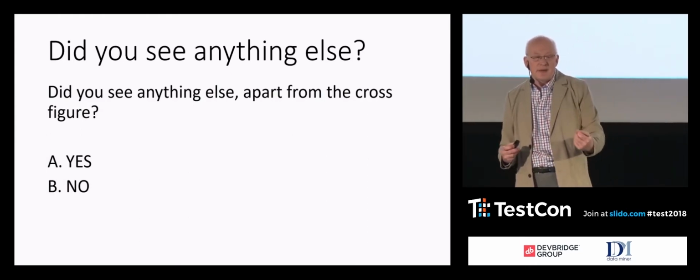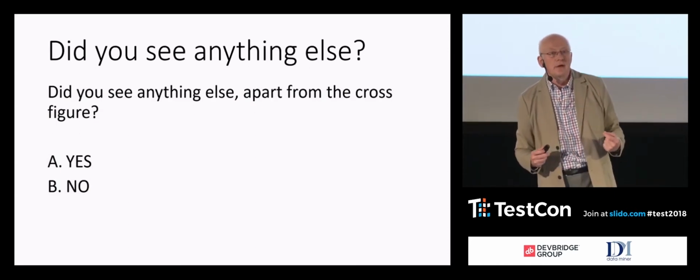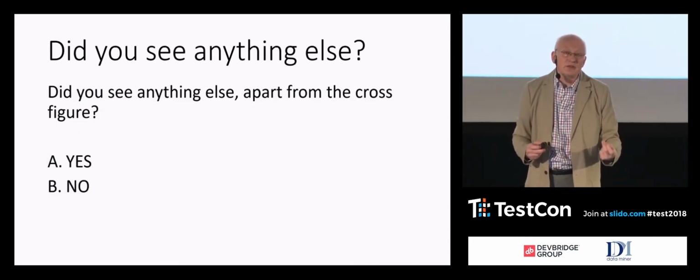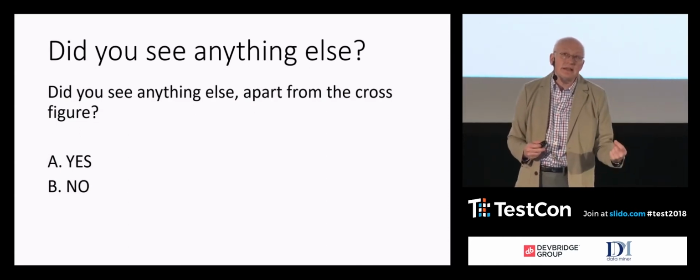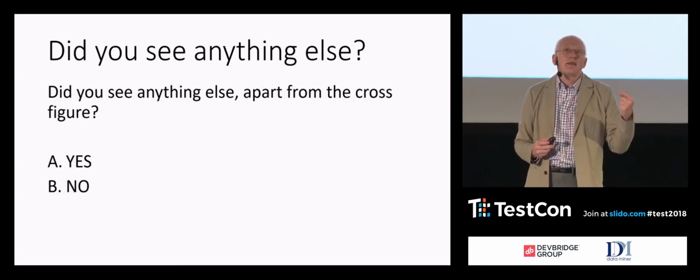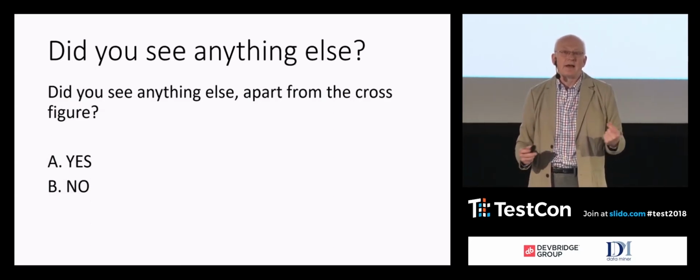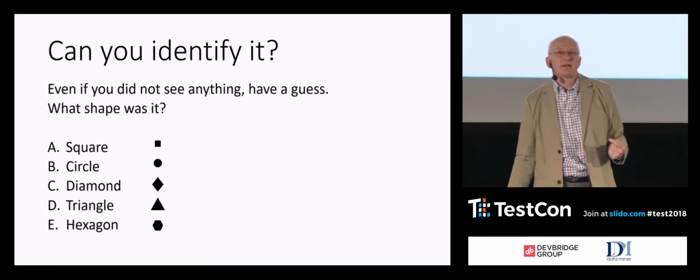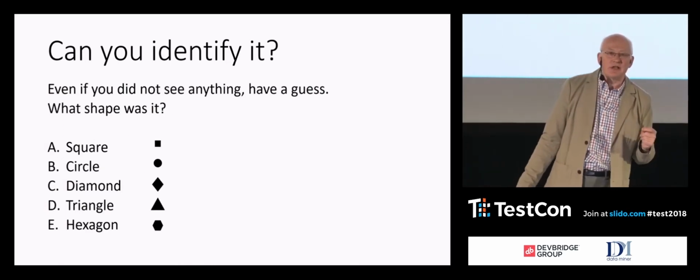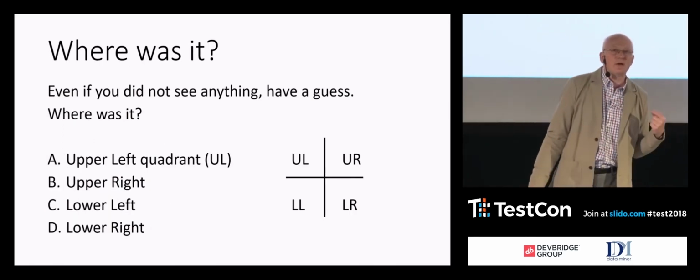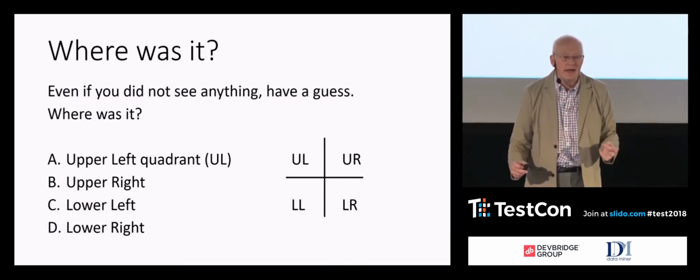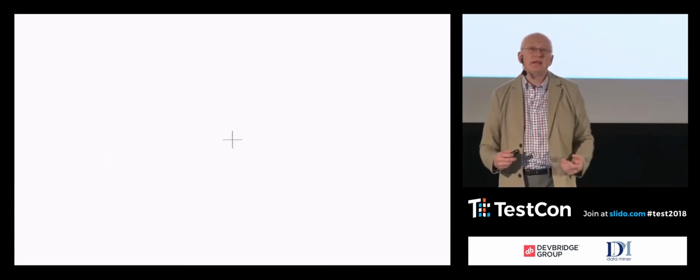Okay, and then they asked people, did you see anything else? And of course, there's also the possibility that even though people did not consciously see it, they may have subconsciously registered it there. So they asked, have a guess. If there was anything there, what would you guess its shape was? What quadrant was it in? Just have a guess, okay? And then they repeated this again.